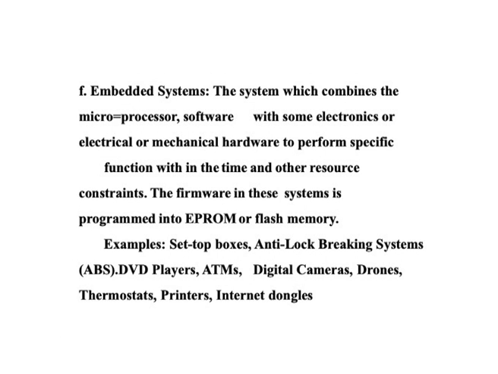An embedded system is a system which combines a microprocessor, software, and some electronics or electrical or mechanical hardware to perform a specific function within the time and other resource constraints. The firmware in these systems is programmed into EPROM or flash memory. Examples are set-top boxes, anti-lock braking systems, DVD players, ATMs, digital cameras, drones, thermostats, printers, internet dongles, etc.